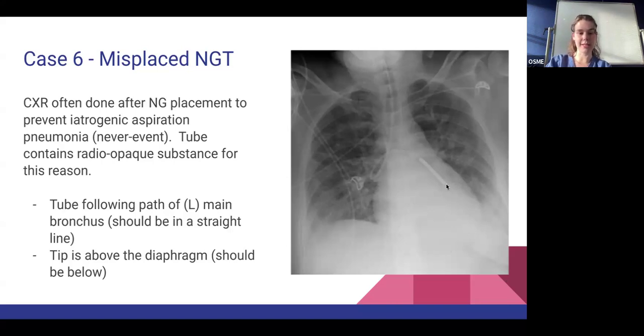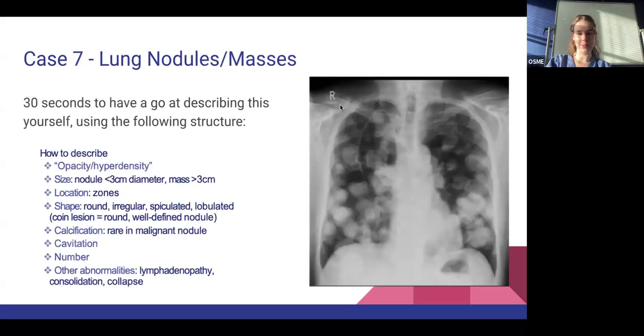which is bad, obviously. We often do chest x-rays after NG placement to stop aspiration pneumonia, which should never ever be happening. Sometimes they'll just take the pH of the aspirate up from the NG tube, and if it's very acidic, then they know it's stomach, and if it's not, then it's probably in the wrong place. But that's really only for experienced people. Chest x-rays are very common for this. The tube is radio-opaque for that reason. Yeah, that's not good.